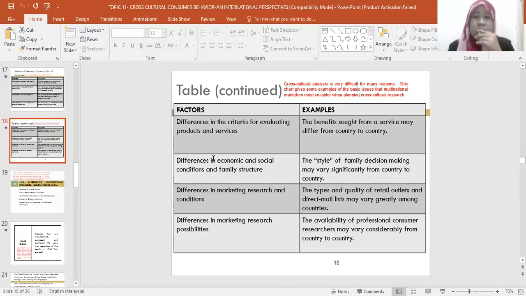The availability of professional consumer researchers may vary considerably from country to country. So in terms of the marketing research process, maybe certain services come from professionals to do that.